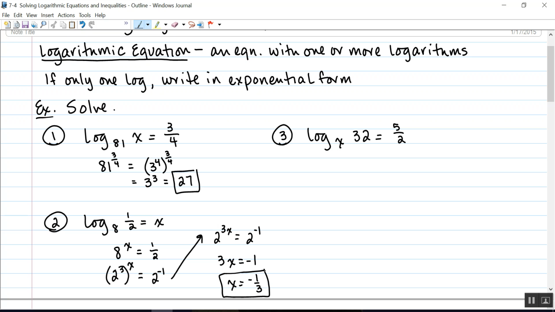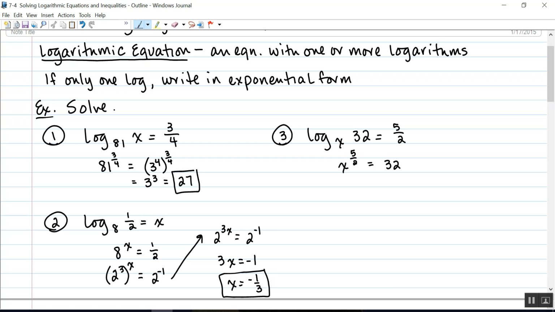So looking back at my original equation, log base 8 of 1/2 equals negative 1/3 because 8 to the negative 1/3 power equals 1/2. And here we have log base x of 32 equals 5/2. Writing that in exponential form, x to the 5/2 power equals 32.